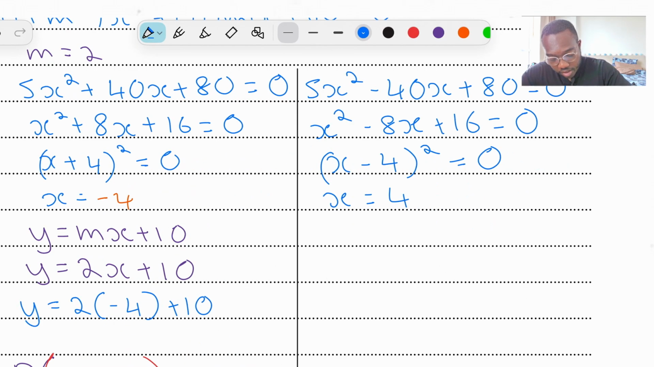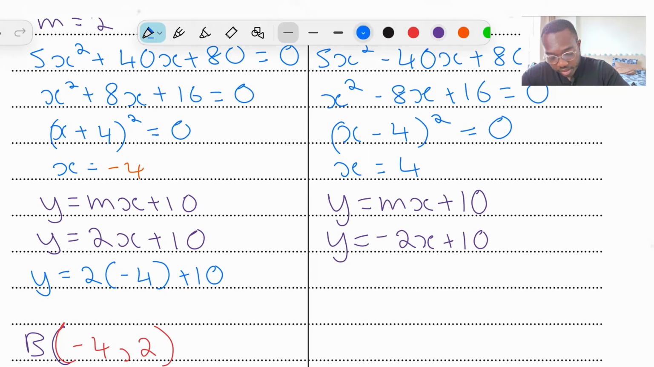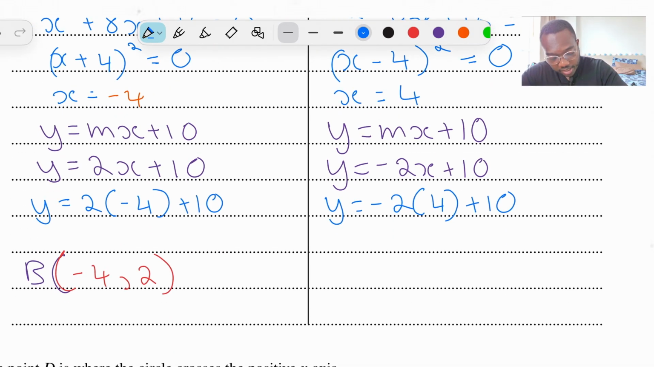So for this one, we use y equals mx plus 10, but because m is minus 2, it'll be y equals minus 2x plus 10. Therefore, when we substitute in y equals minus 2 times 4 plus 10, that will give us minus 8 plus 10, which is 2. Therefore, we get our c value as 4 and 2. So the coordinates of b were minus 4, 2, and the coordinates of c were 4, 2.